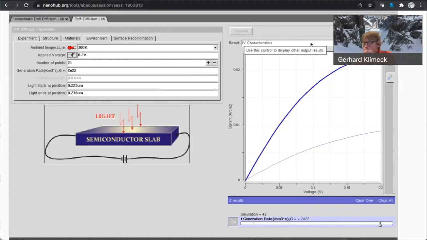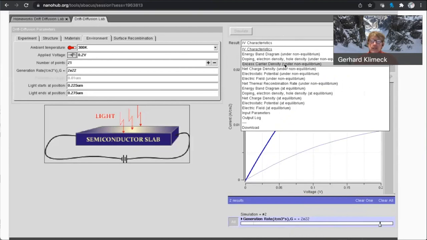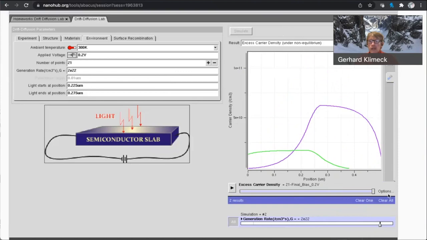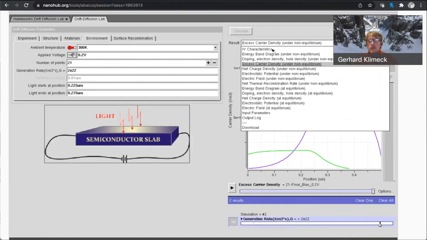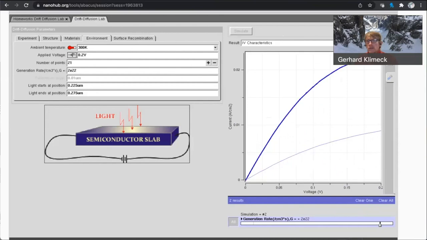Basically you can certainly see that the excess carriers under bias here, all of these holes make it to the right, all of these electrons make it to the left. And those current contributions from the holes and the electrons make up the total current. So you see the total current here, and that is made up of electron and hole current on the left and the right contact.